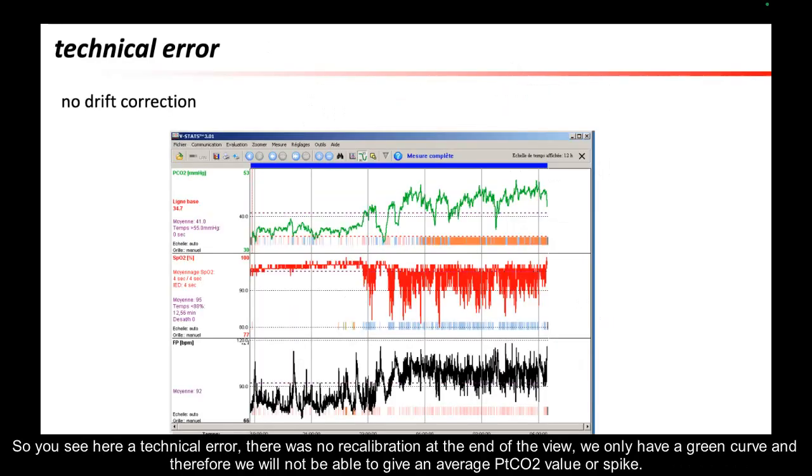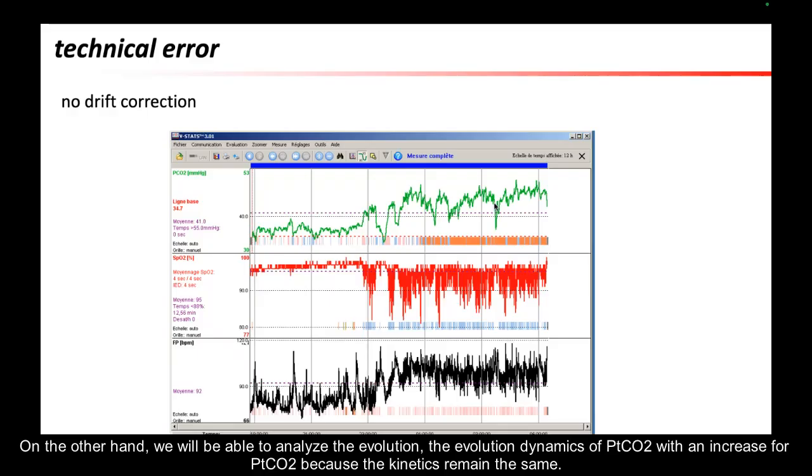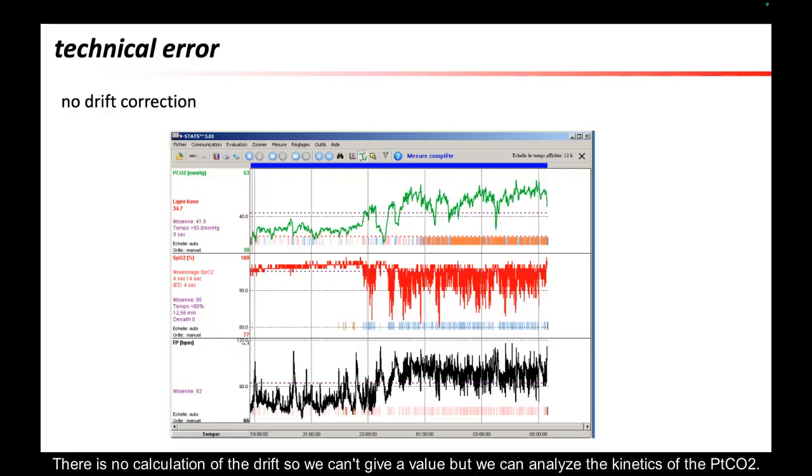So you see here a technical error. There was no recalibration at the end of the recording. We only have a green curve and therefore we will not be able to give an average PtCO2 value or spike. On the other hand, we will be able to analyze the evolution dynamics of PtCO2 with an increase for PtCO2 because the kinetics remain the same. There is no calculation of the drift, so we can't give a value, but we can analyze the kinetics of the PtCO2.